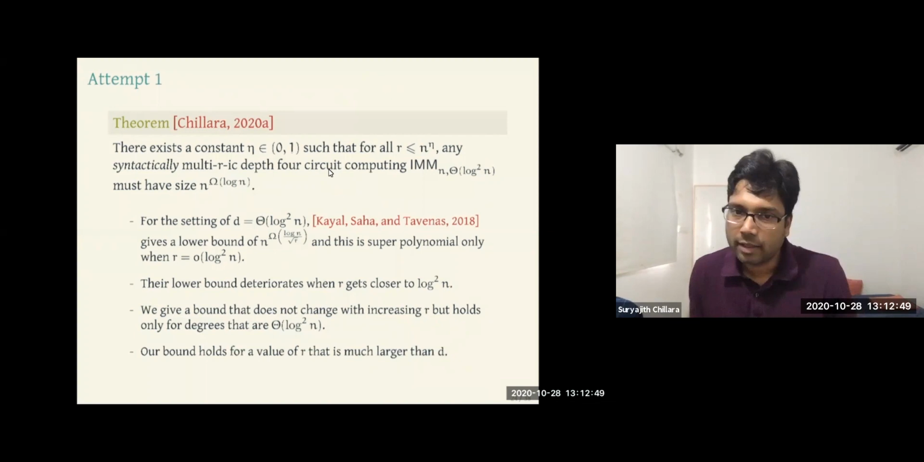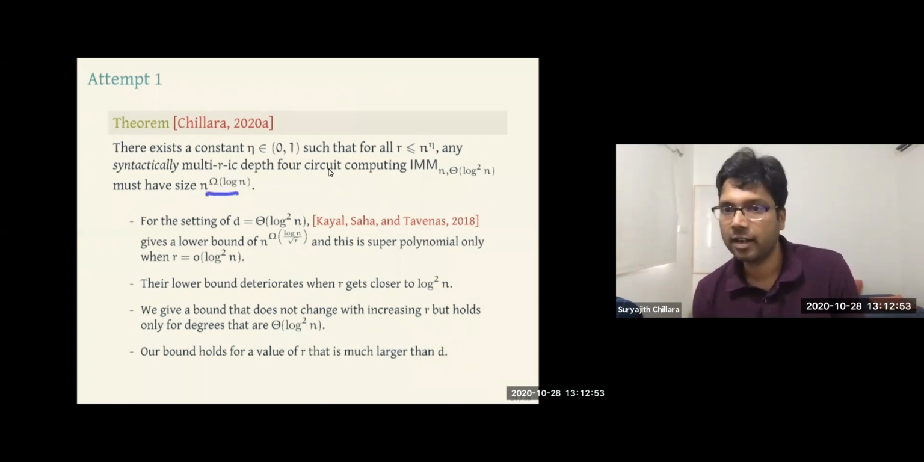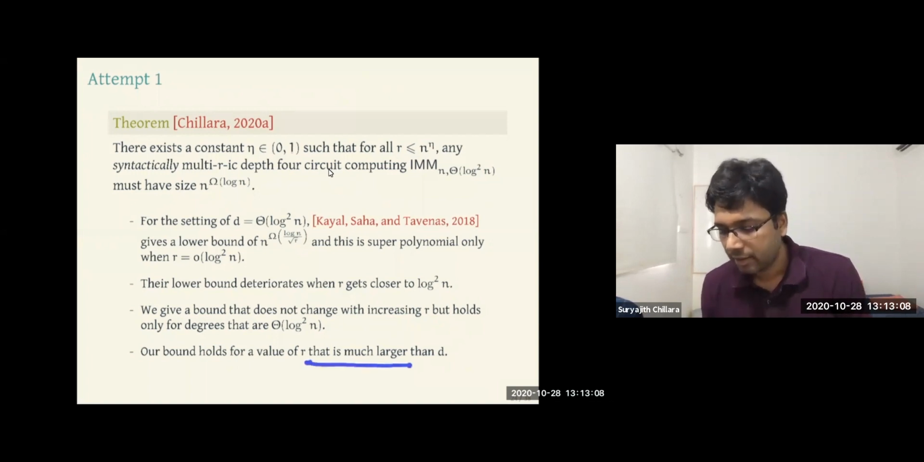We solve a part of the problem, in the sense that we wanted to show a lower bound that does not deteriorate with r and holds for a larger regime of r, but we could only show it for a specific instance of d, unlike Kayal, Saha and Tavenas, unlike the previous results. However, it is satisfactory that our result holds for r, which is much larger than d.